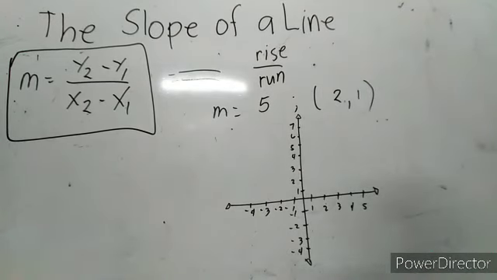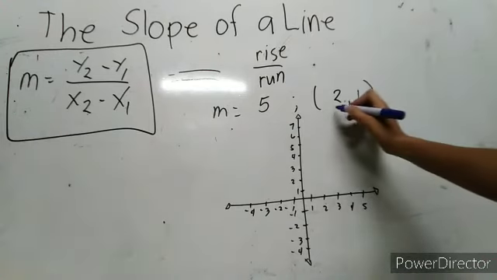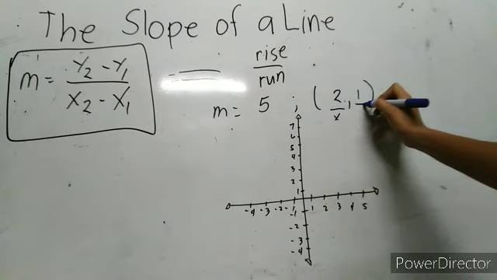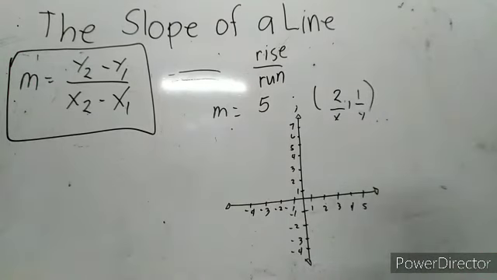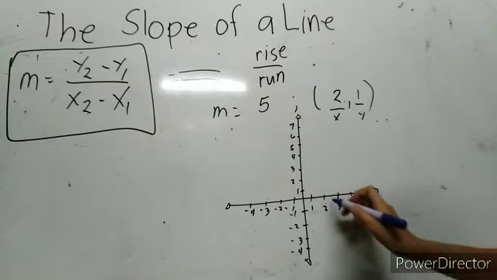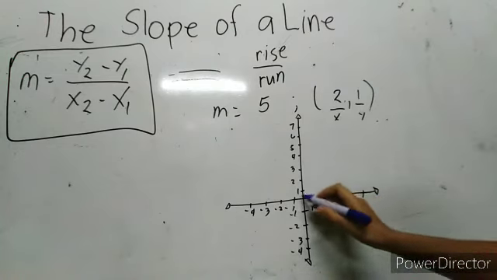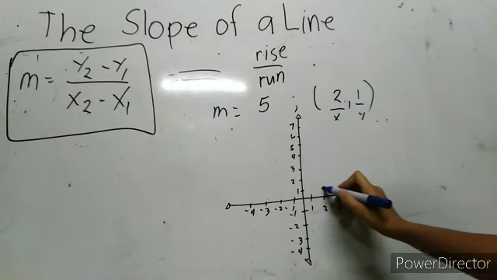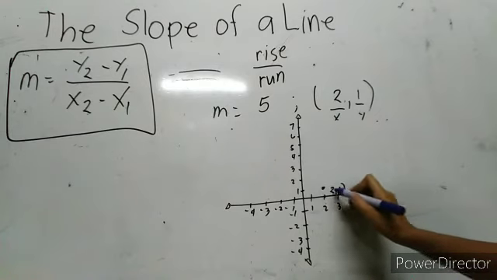So the point is positive 2 and positive 1. So where is 2 found? Again, this is the x-axis and this is the y. Where is positive 2 on the x? On the horizontal line, here is 2, di ba? Then our y is 1. So that is the point 2, 1.